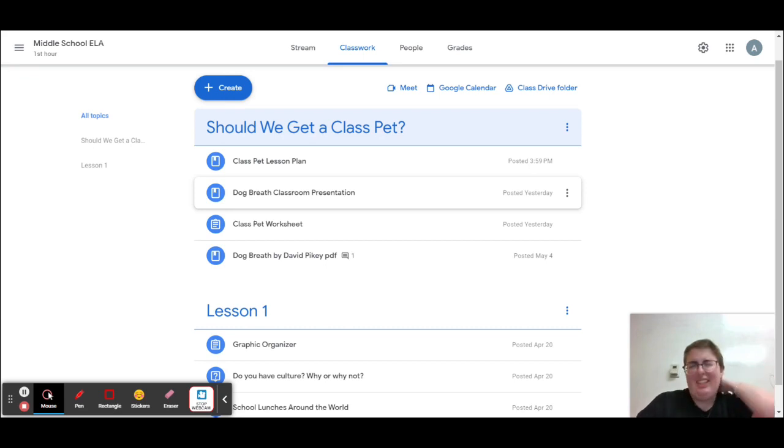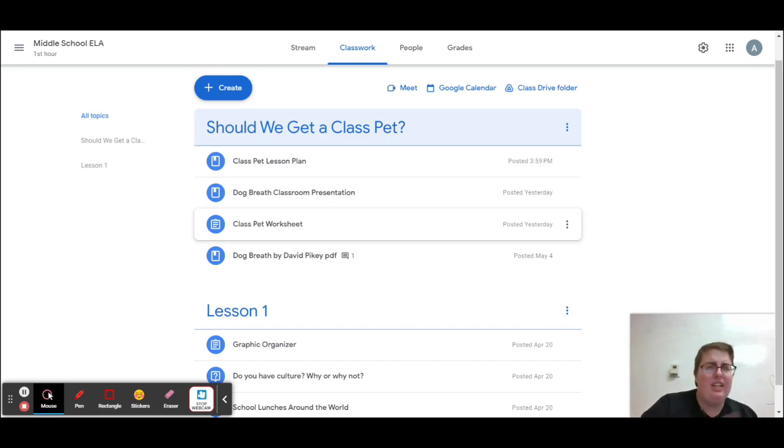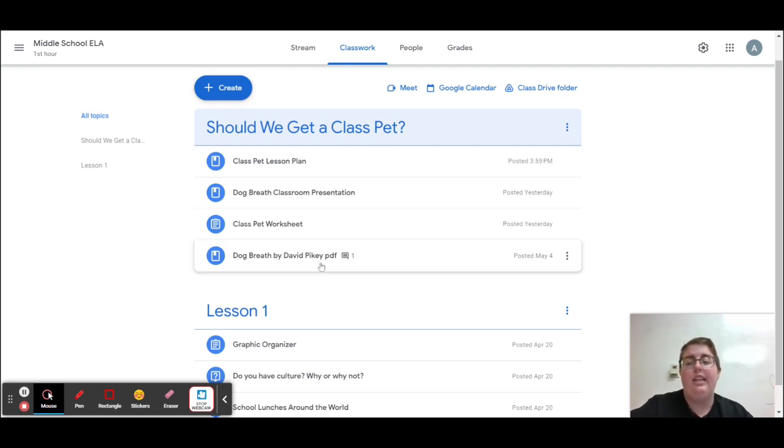And then class pet worksheet. One worksheet for one class, for everyone in the class, of course. In my lesson plan, I note that I'll have some paper copies of this in case I have students who need them. Sometimes we have technical difficulties. The Wi-Fi doesn't work, or we forget to charge our computer the night before. All good.